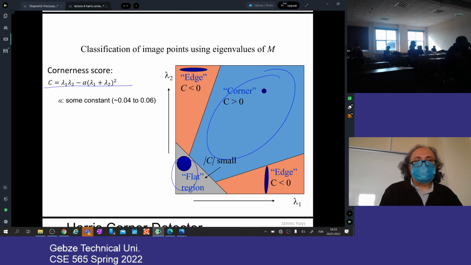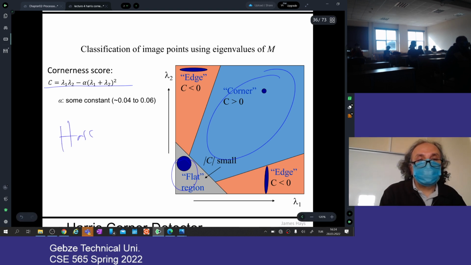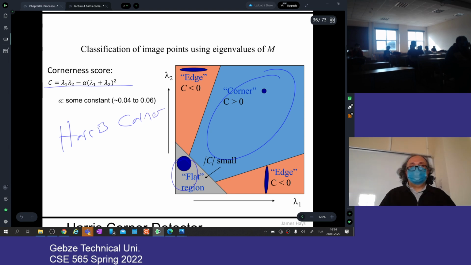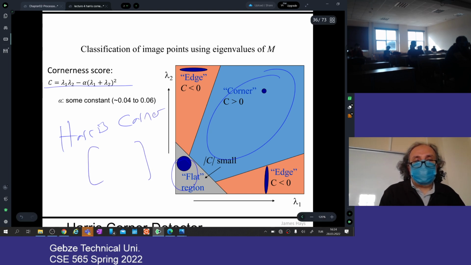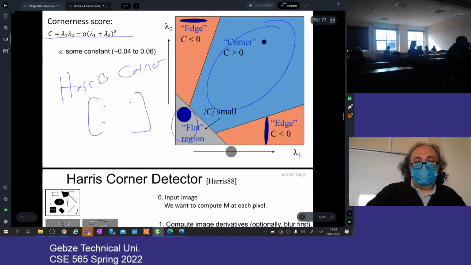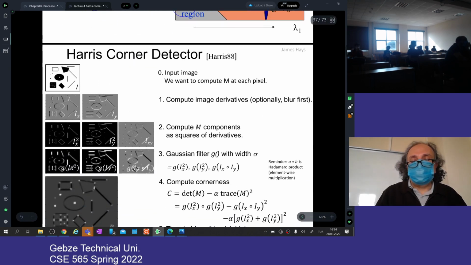This is called the Harris corner detector. And this matrix, remember the matrix that I showed you before, is the Harris corner detector operator. It has some other uses which we are going to see in a few minutes.